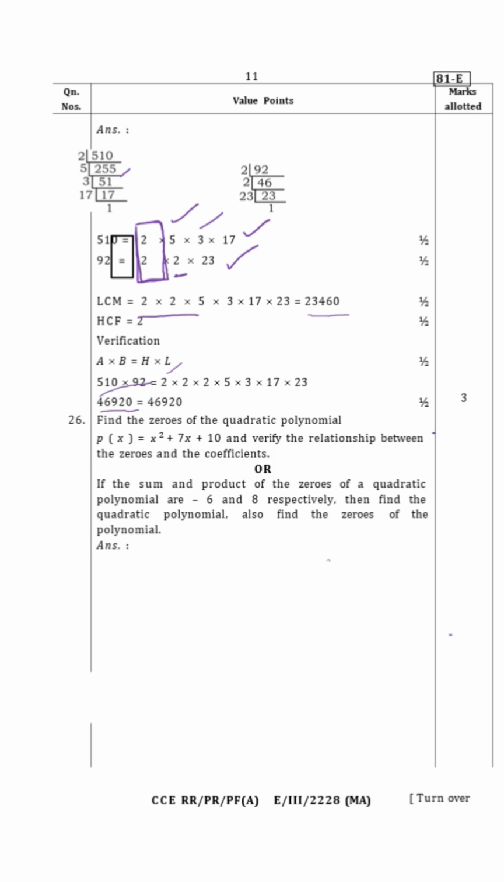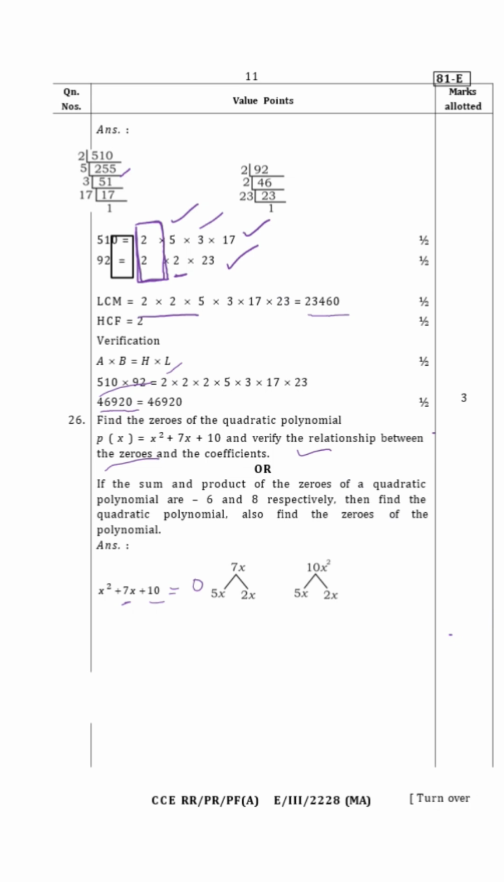Now let us find this one. First we have to find the zeros to verify the relationship. So the given equation is x square plus 7x plus 10, that is equal to 0. Now we have to find the zeros of it, so we have to equate it to 0. Now let us factorize 10. 5 into 2 is equal to 10. 5 plus 2 is equal to 7.